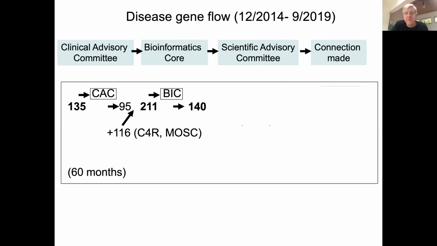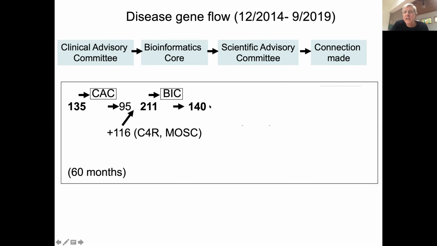So just to give you an idea of the flow over the first 5 years of this effort, there were 135 genes that came into the clinical advisory committee. 95 were passed along to the bioinformatics core, and in addition, we added 116 other genes that had been identified previously in the Care for Rare, and actually some from the Model Organisms Screening Center at Baylor. So for a total of 211 genes that came through the bioinformatics core.